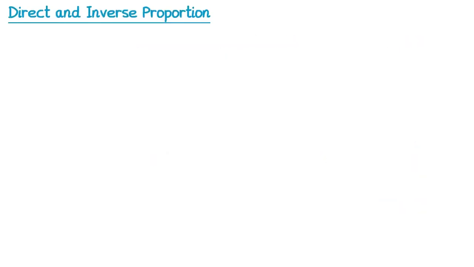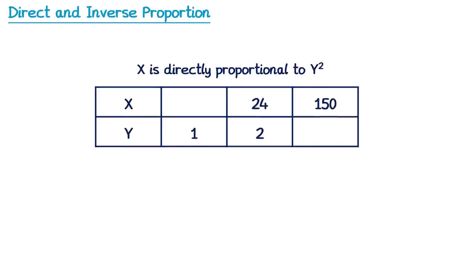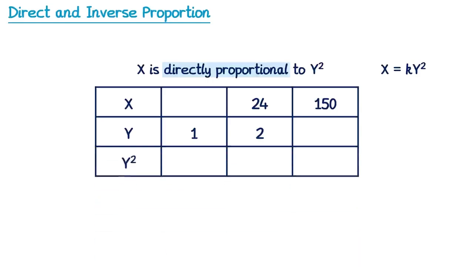But what if it says something like this? X is directly proportional to y squared, and we have a table of values for x and y. So if x is directly proportional to y squared, we know there's some constant k, so that x equals ky squared. But we don't have y squared in the table, we have y. I would recommend you create an extra row for this table and call it y squared.